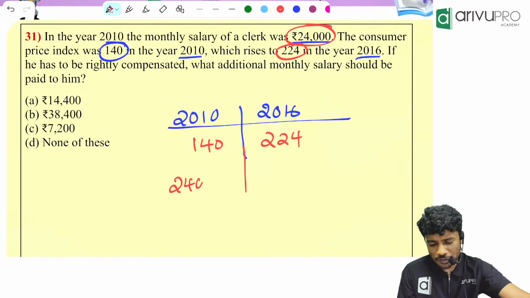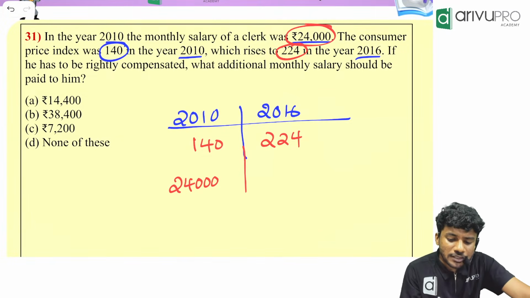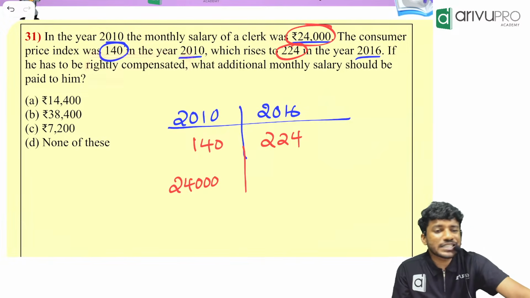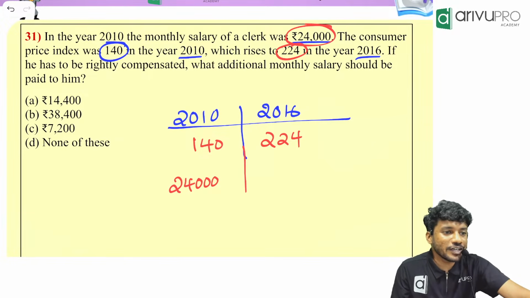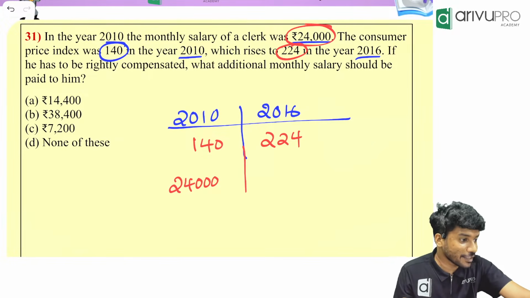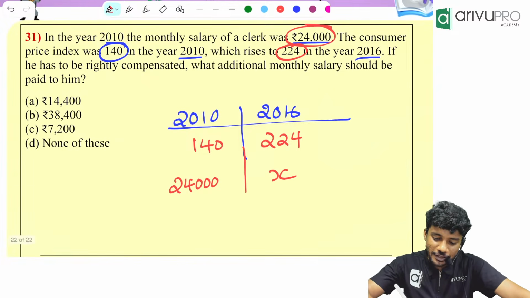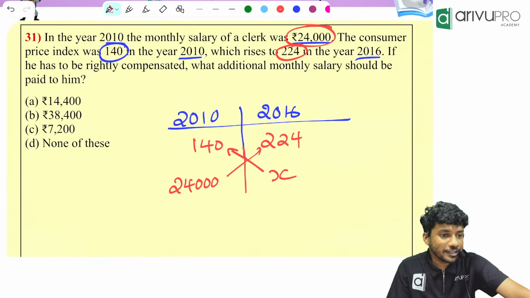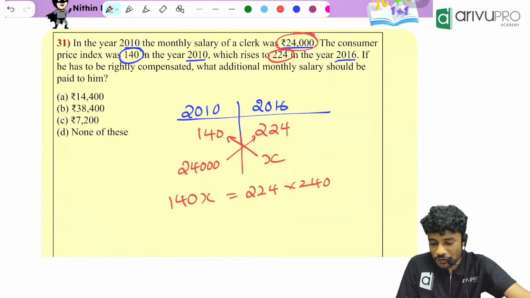They are asking, if he has to be paid rightly or compensated rightly, what additional monthly salary? That means they are asking for DA. How much extra should be paid is the question. First of all, find me the current salary. How much is the current salary? 140 X is equal to 224 into 24,000. Can I write X is equal to 38,400?